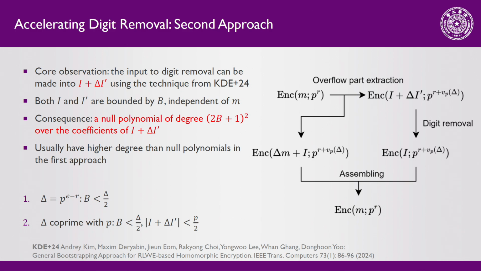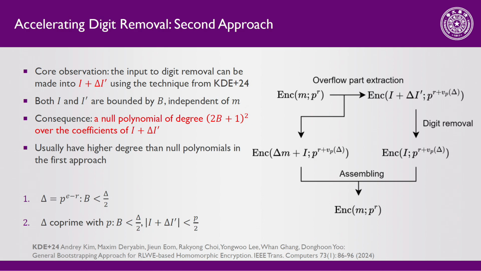Let's look at the figure. With the technique from KDE+24, we compute two ciphertexts. The first one encrypting delta I plus I, the second one encrypting I plus delta I prime. And we use homomorphic linear transformations and digit removal on the second ciphertext to get the encryption of I. And finally, we subtract I from delta I plus I to recover M.